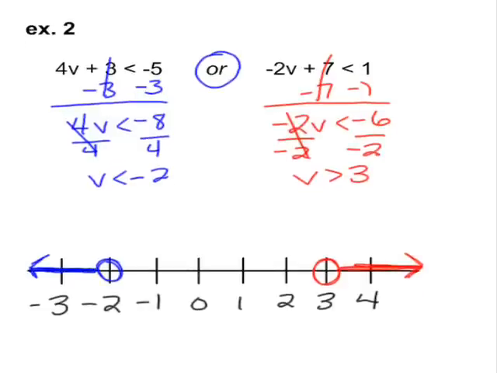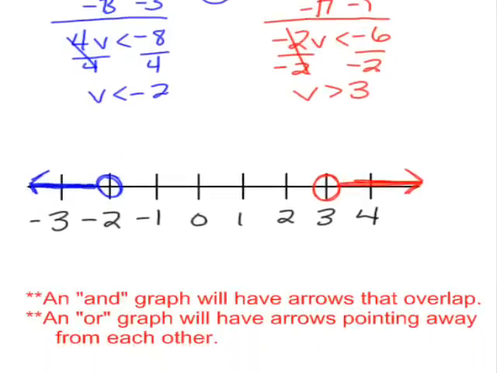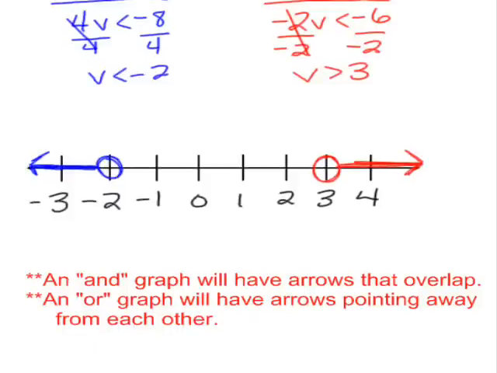And this is just a reminder of something you may want to write down here. An AND graph will have arrows that overlap. An OR graph will have arrows that point away from each other. You will never have a compound inequality graph where the arrows are pointing in the same direction. So if you end up graphing something where both arrows point to the right or both arrows point to the left, then something's wrong and you need to go back and see what kind of mistake that you made.